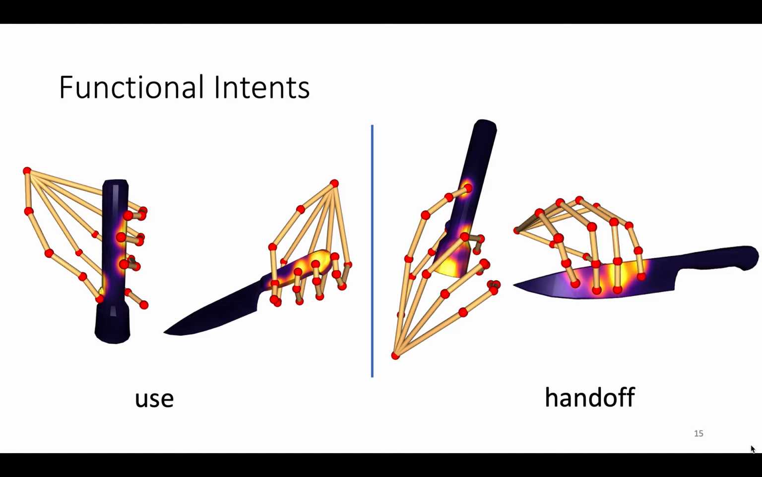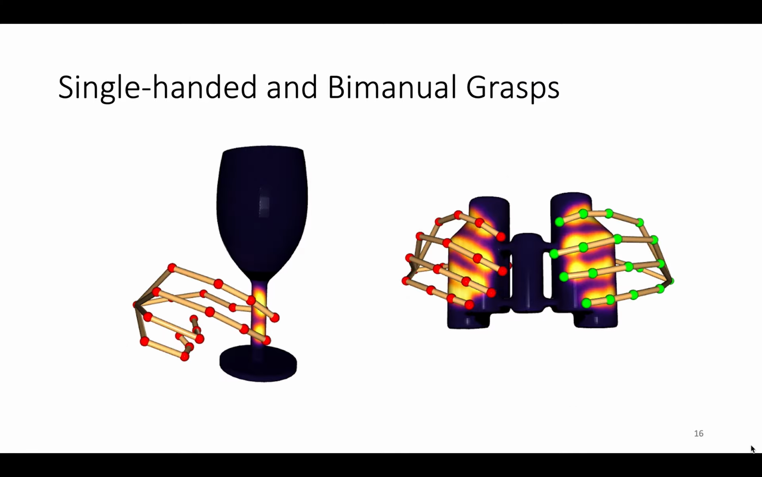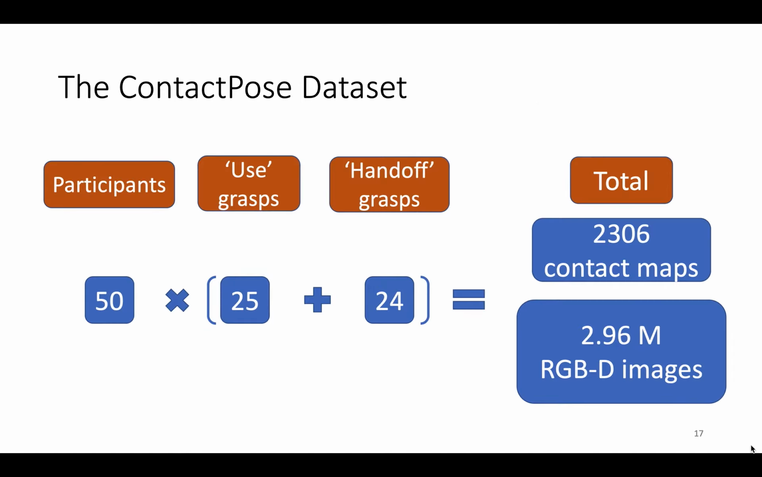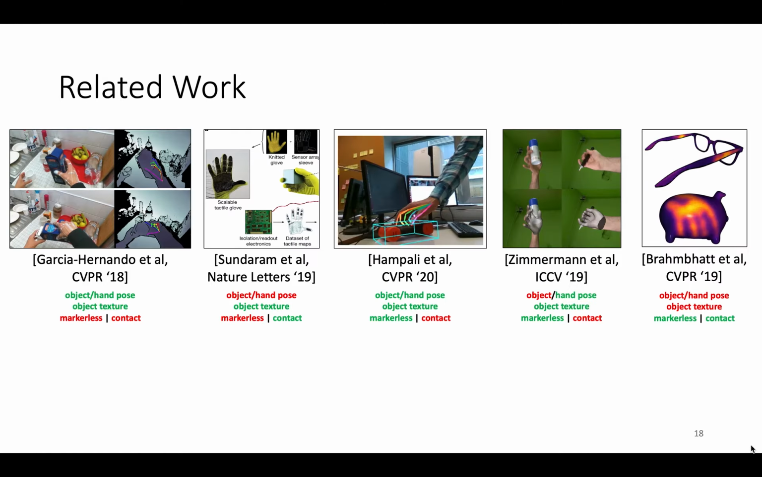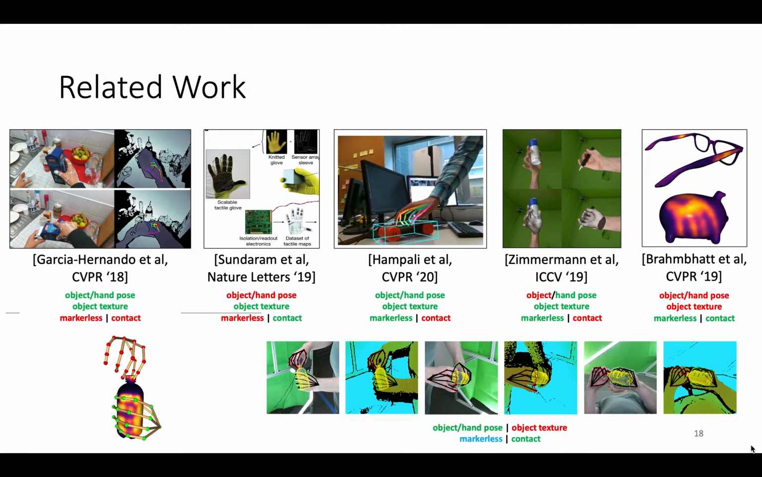ContactPose has grasps with two functional intents, use and handoff, and single-handed as well as bimanual grasps. With 50 participants and 25 objects, it has 2300 contact maps and almost 3 million RGBD grasp images. In contrast to other hand-object datasets, ContactPose offers a unique combination of ground truth contact, hand and object pose, and almost markerless RGBD images.